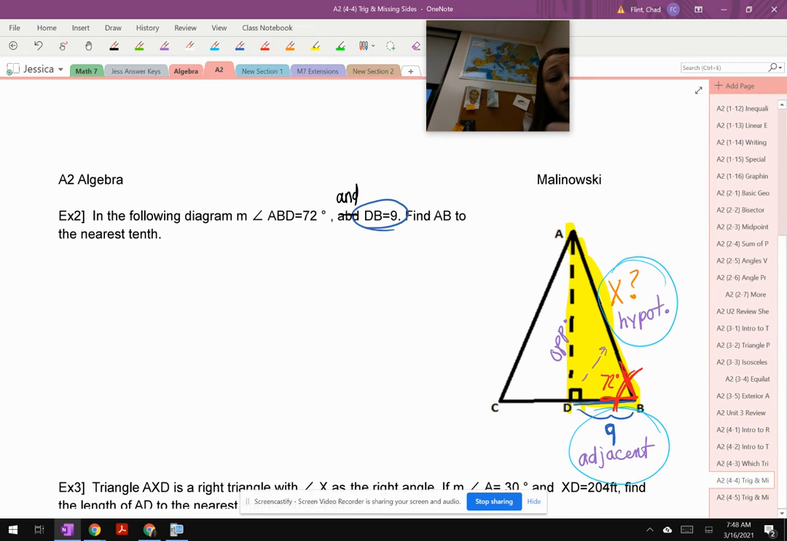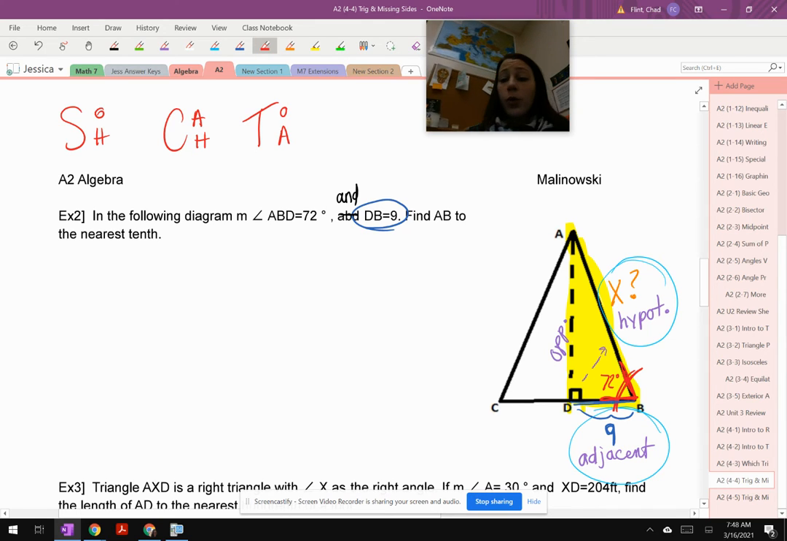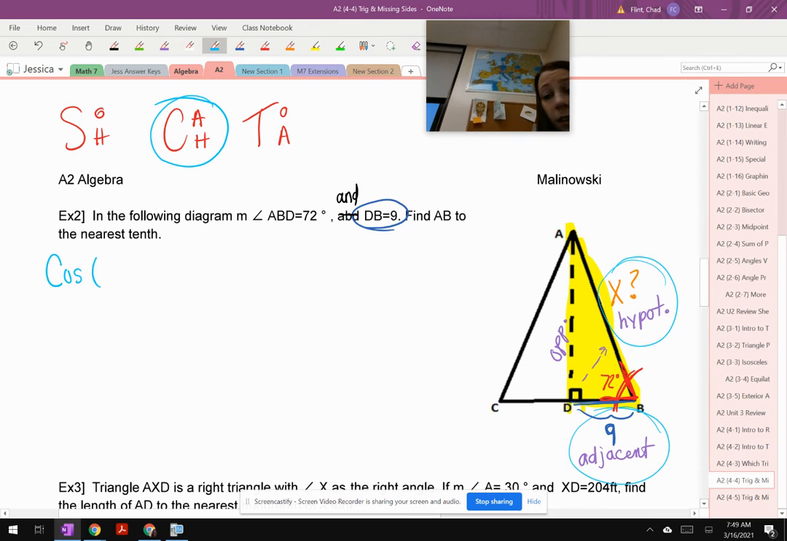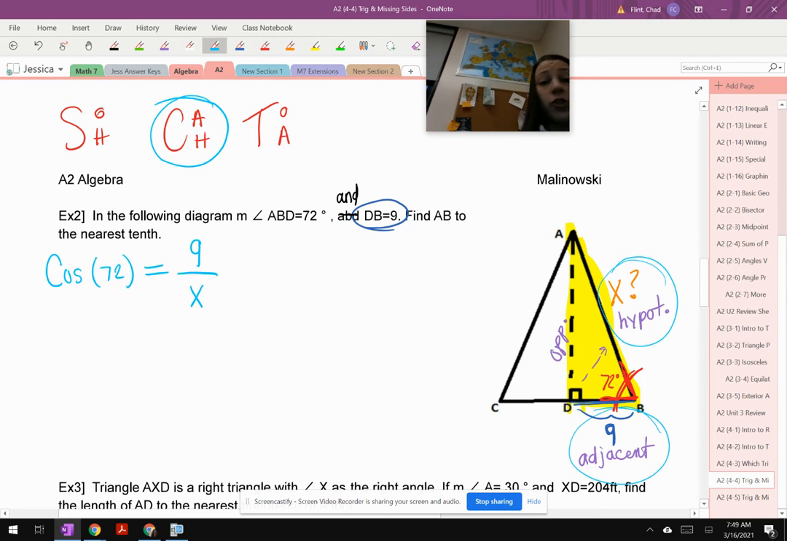So going back to that acronym, TOA, which one uses adjacent and hypotenuse? That would be cosine. So we have the cosine of angle 72, right? Because that's what the angle is. And cosine is equal to adjacent, which is 9, over hypotenuse, which is x.